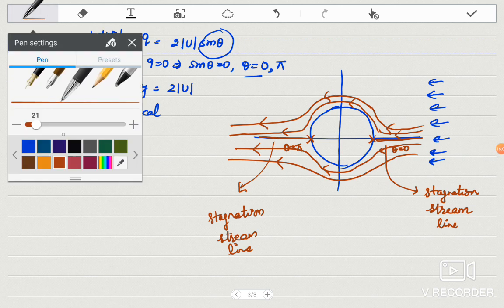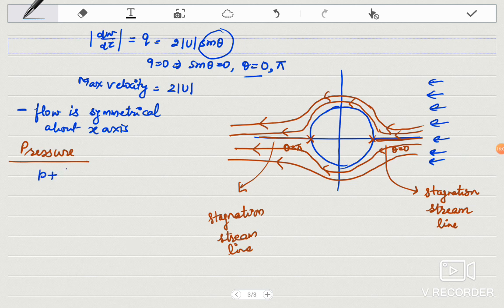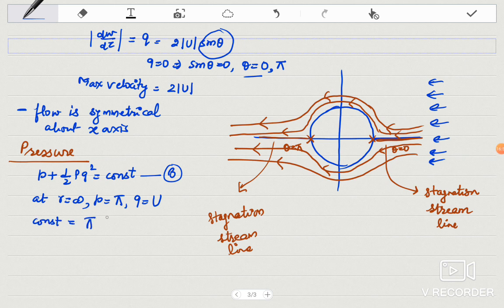For this, again we know that pressure is defined as P plus half rho Q square is equal to constant. In this case, because fluid is flowing, we cannot assume that it is at rest at infinity. Rather, we will assume that it will be at constant velocity at infinity also. That simply means that at r is equal to infinity, let P be pi and Q be u. So putting it here, we will get the value of the constant. So constant is equal to, in place of P I'll put pi, and in place of Q I'll put u.